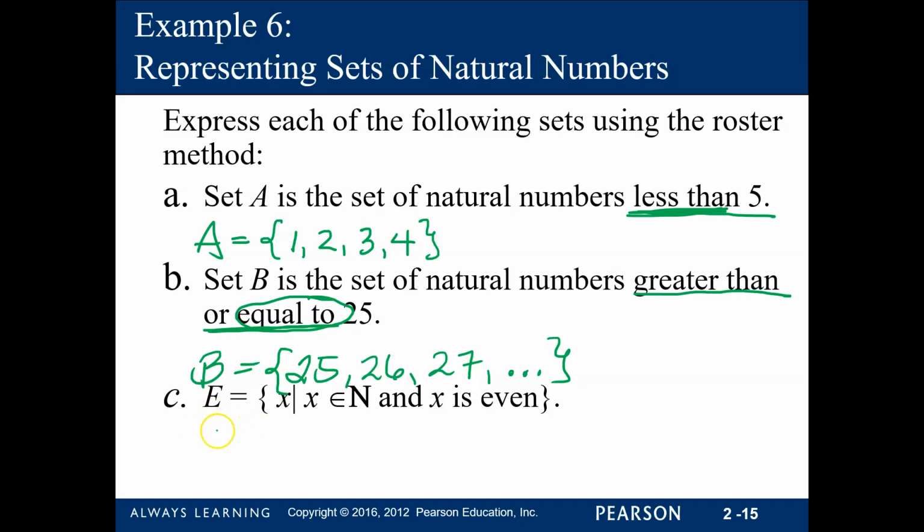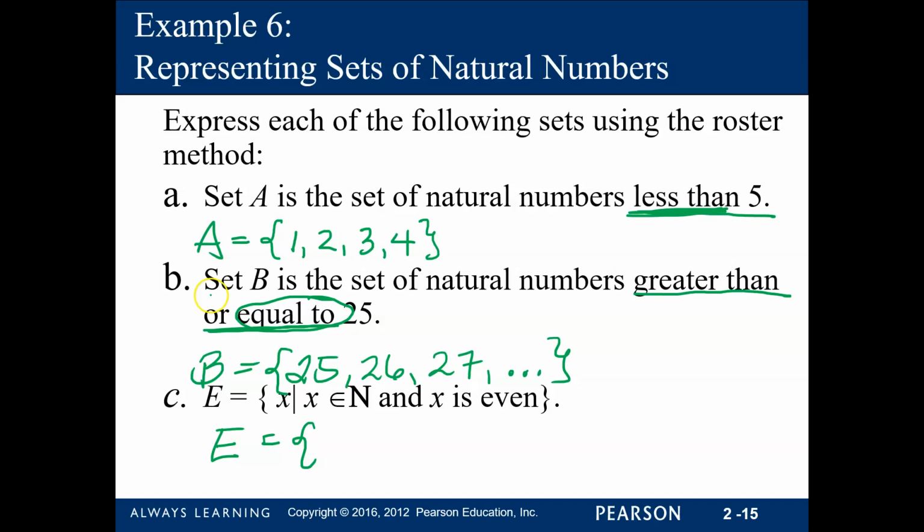We have the set E. This is now in set builder notation. Set E is the set of all elements X in such a way that X is an element of the natural numbers and X is even. Okay? So that is the description. It has to be even.